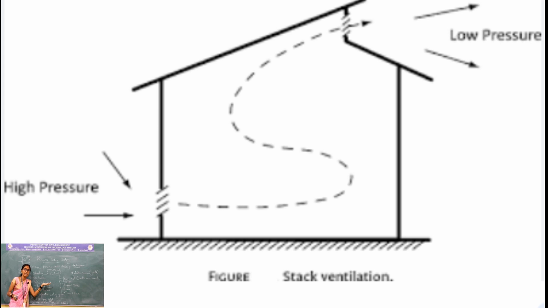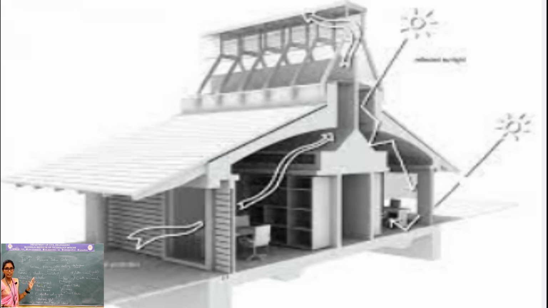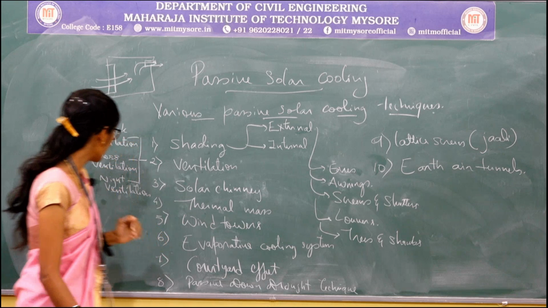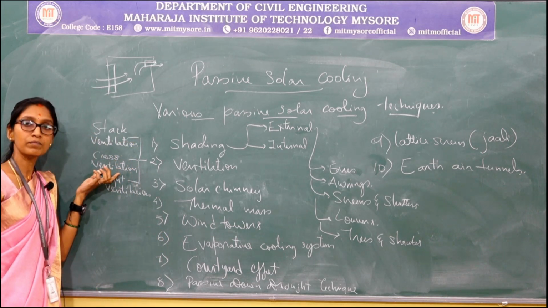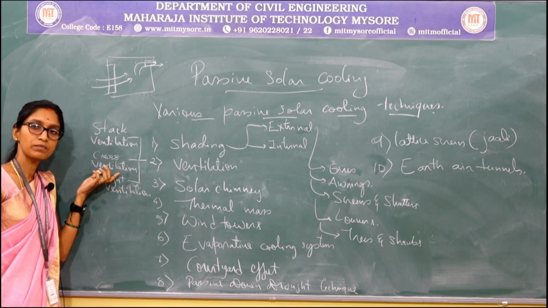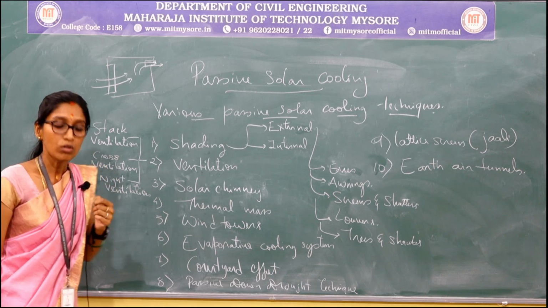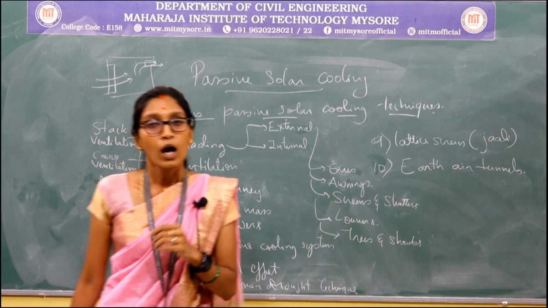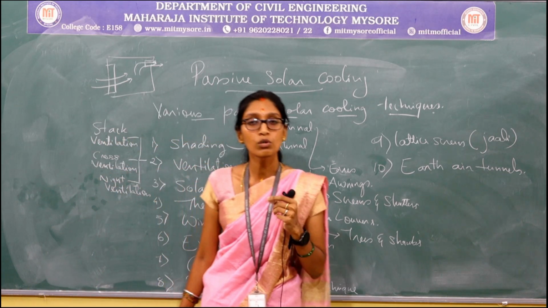The image that is popping out on my left will provide you a clear picture of what is happening in stack ventilation, and how the air enters the building from the opening and how the air which is heated up or warmed up gets out of the building, right? So now the next one is cross ventilation. How does this cross ventilation work?